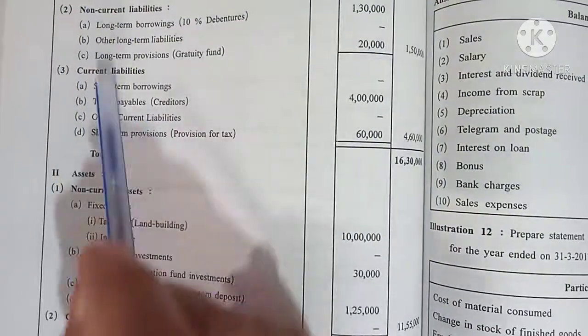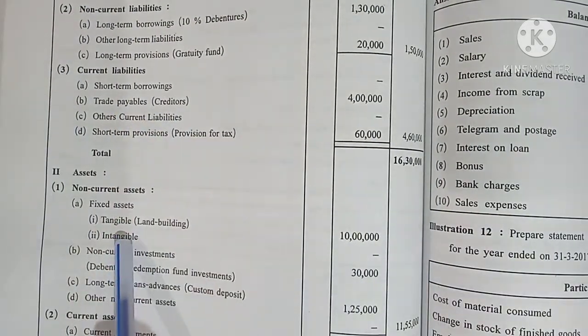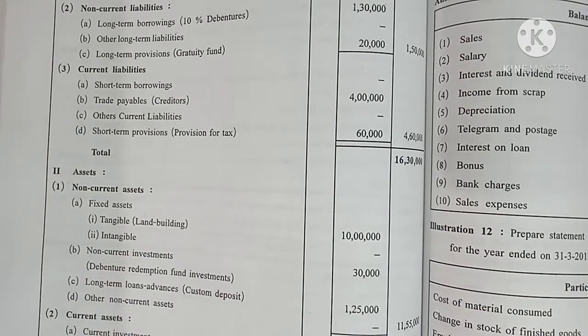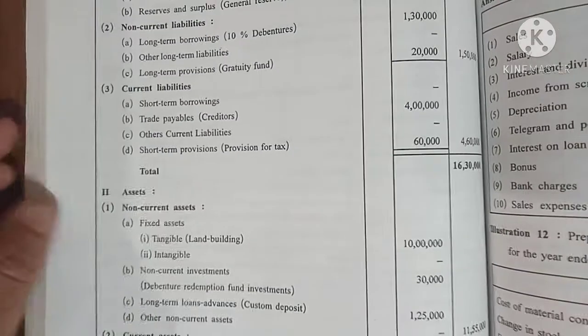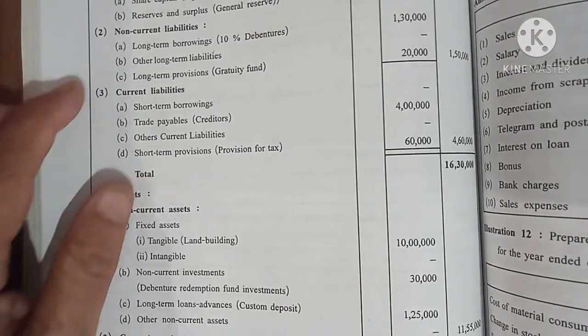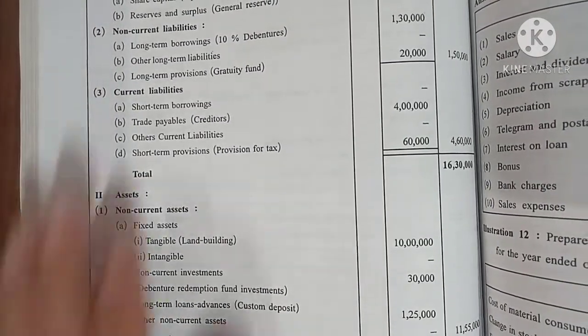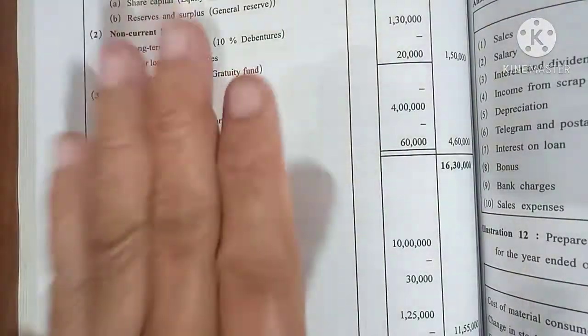2 plus 3, 5. 5 plus 4, 9. 9 plus 5, 14. 14 plus 6 is equal to 20. All these 20 items are subheadings under the main heading. All the subheadings under the main heading, you write in this format. You remember it and you write it here.